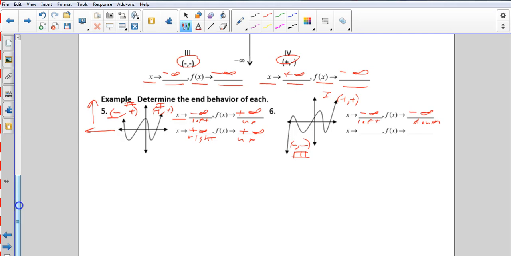Now look at quadrant 1, as x is approaching positive infinity. In other words, as we're going right, what's happening? It's going up. Where? Towards positive infinity. So here's quadrant 1, here's quadrant 3, here's quadrant 2, and here's quadrant 1.